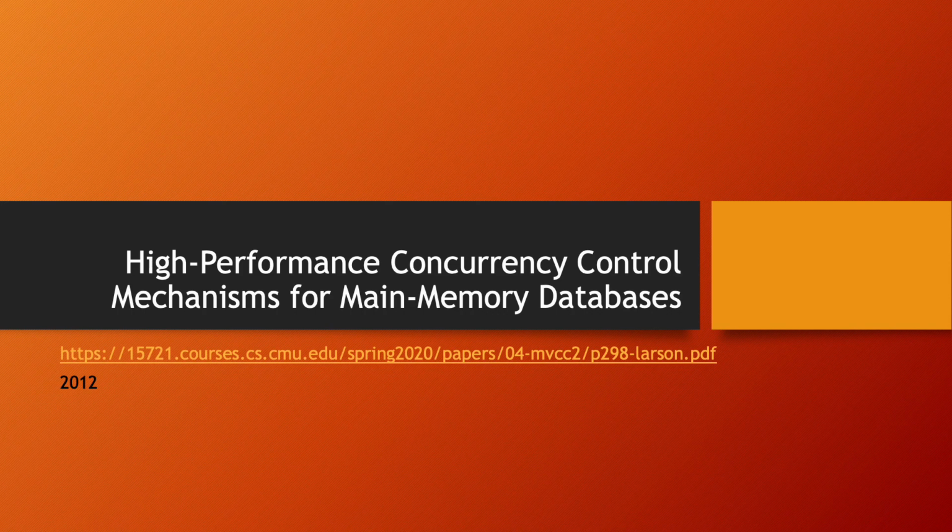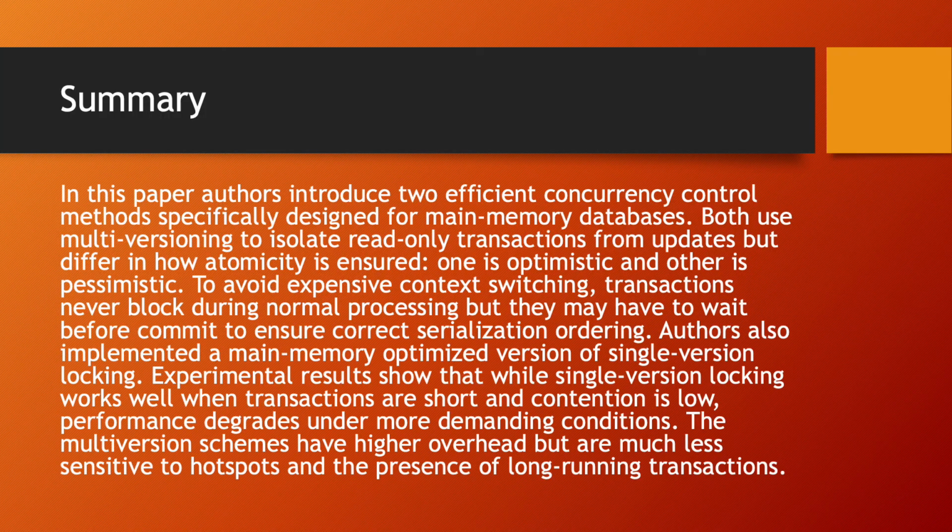The paper is High Performance Concurrency Control Mechanisms for Main Memory Databases. It's a 2012 paper. In this paper, the authors introduce two efficient concurrency control methods specifically designed for main memory databases. Both use multi-versioning to isolate read-only transactions from updates, but differ in how atomicity is ensured. One is optimistic and the other is pessimistic.